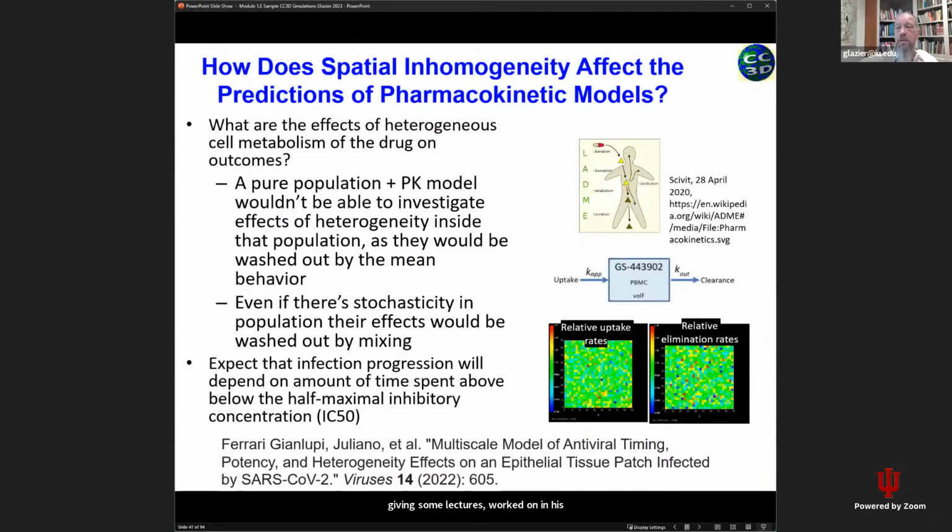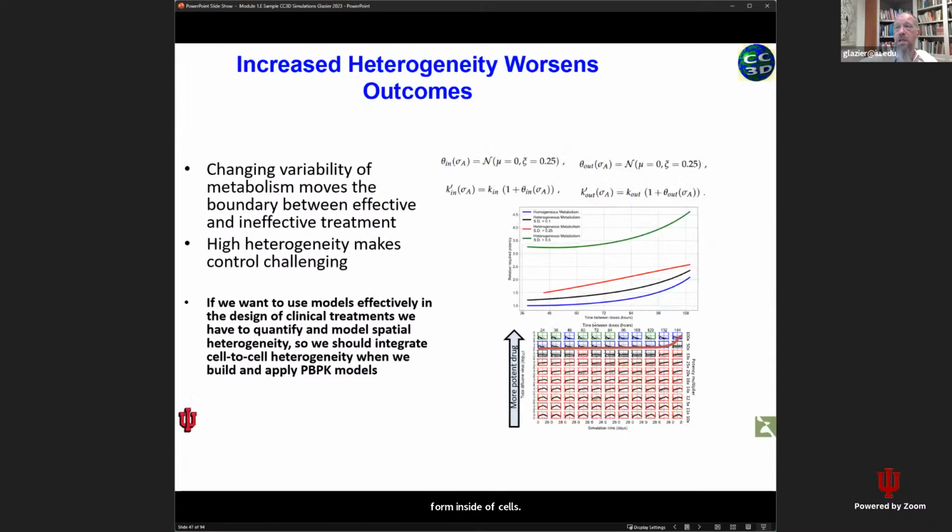And he was particularly interested in what happens if the cells didn't metabolize remdesivir in the same way. Remdesivir is a prodrug. It has to be turned into an active form inside of cells. If the rate of that metabolism varied between cells, what would happen? And the result in his simulations, which were published last year, is that higher rates of variability mean you have to give much higher doses of the drug to be effective.